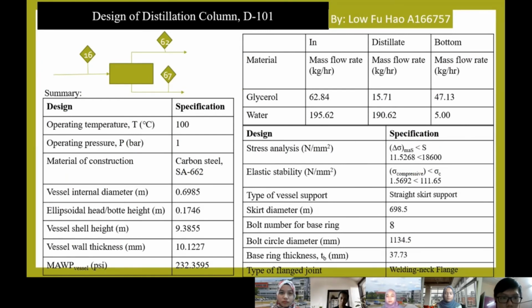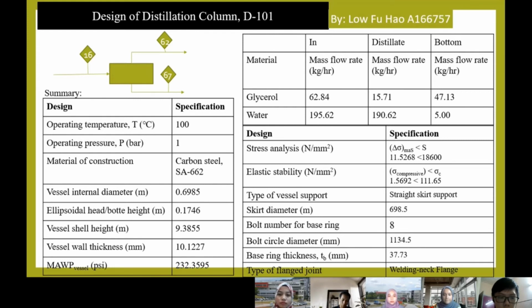Okay, so this is the detailed design of a distillation column. The function of the distillation column is to separate the glycerol from the water while remaining high purity. The glycerol will come out as a heavy key from the bottom at 47.13 kg per hour, while water will come out as a light key from the distillate at 190.62 kg per hour. The operating temperature for the distillation column is 100 Celsius, while the pressure is 1 bar.